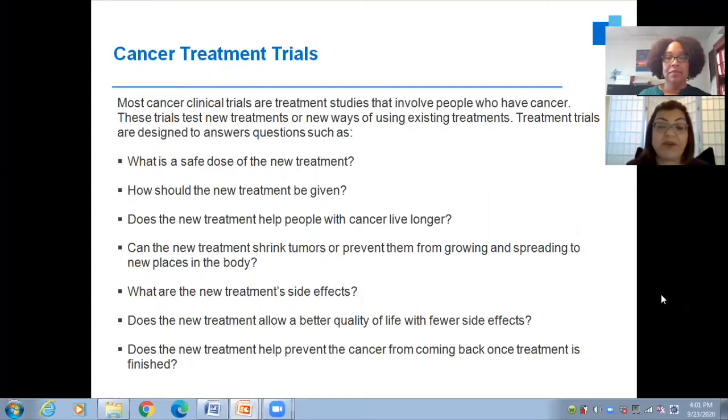What is a safe dose of the new treatment? How should the new treatment be given? Does the treatment help people with cancer live longer? Can the new treatment shrink tumors or prevent them from growing or spreading to new places in the body? What are the new treatment's side effects? Does the new treatment allow for better quality of life with fewer side effects? Does the new treatment help prevent the cancer from coming back once treatment is finished?